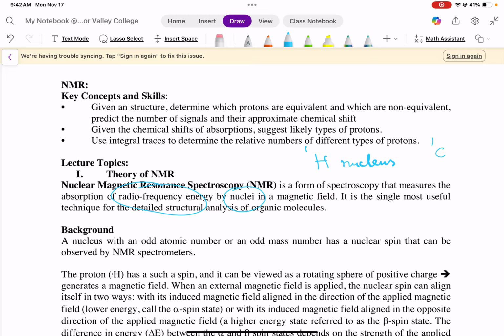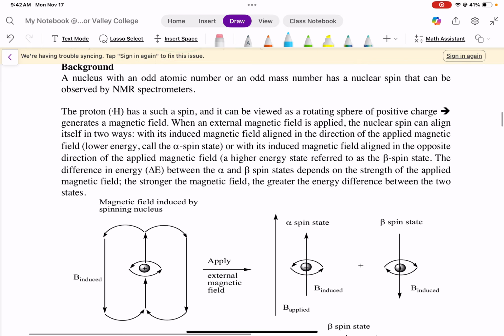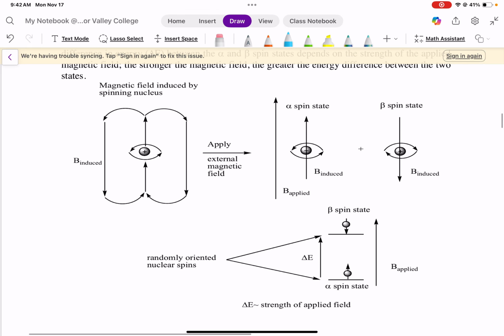or a carbon-13 nucleus. So each nucleus is like a magnet, all right? And under a magnetic field, it's going to spin. It has its own normal spin, but under the induced magnetic field that we create, we can control that. Okay, so let's say a hydrogen or carbon nucleus.